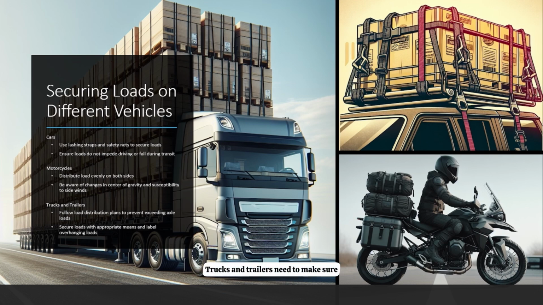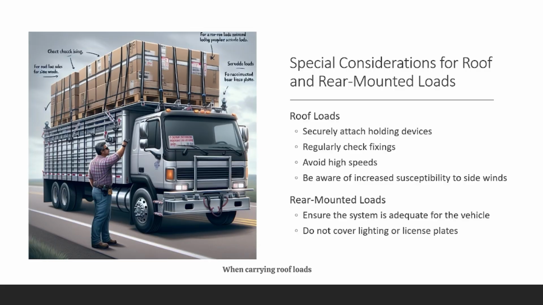Trucks and trailers need to make sure that the weight of the load is spread out evenly to keep the vehicle stable and safe. The cargo should be properly tied down or secured to prevent it from shifting or falling off during transport. When carrying roof loads, securely attach holding devices and regularly check the fixing. Avoid high speeds and be cautious of side winds. For rear mounted loads, ensure the system is stable for the vehicle and does not obstruct lighting or the license plates.